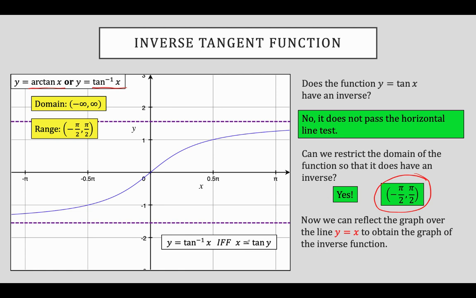Again, the algebraic proof behind it: we have y equals the tangent of x. That's our original tangent function. If we want to get the inverse of that function, we interchange the roles of x and y. x is equal to the tangent of y. Now we have the inverse. However, we want to solve for y. To solve for y, we need to undo taking the tangent of y. To undo taking the tangent of y, we must take the inverse tangent. The inverse tangent of x is equal to the inverse tangent of the tangent of y.